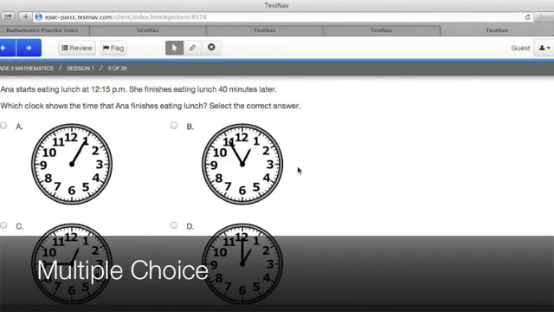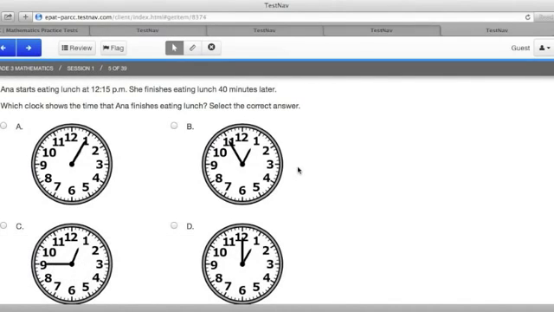Multiple choice problems are one of the most common questions you'll encounter on the PARCC practice test. In this question, for example, from the grade 3 mathematics test, it says Anna starts eating lunch at 12:15 p.m. She finishes eating lunch 40 minutes later. Which clock shows the time that Anna finishes eating lunch? Select the correct answer. That's a key word showing that there's only one correct answer in this problem.